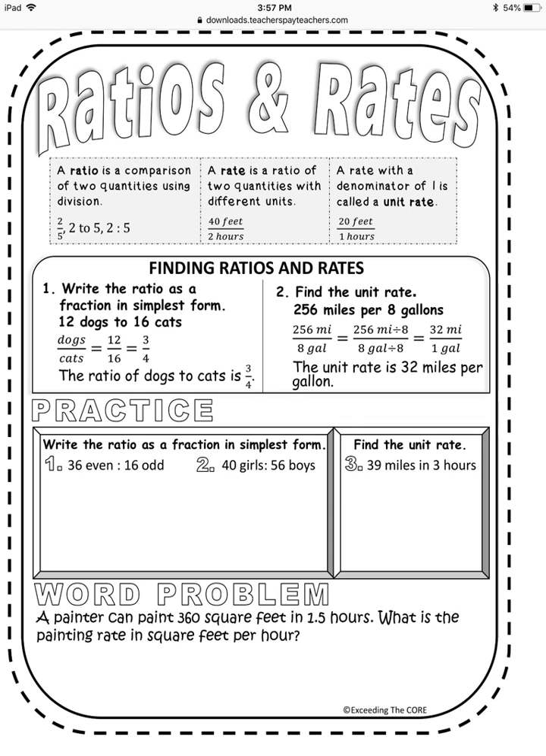Finding ratios and rates. Write the ratio as a fraction in simplest form, 12 dogs to 16 cats. In the problem, since the 12 dogs comes before the 16 cats, the dogs would go on top, the cats would go on the bottom. 12 would be my numerator, 16 my denominator. Then I would simplify that to 3 over 4. So the ratio of dogs to cats is 3 to 4. So for every 3 dogs, there are 4 cats.